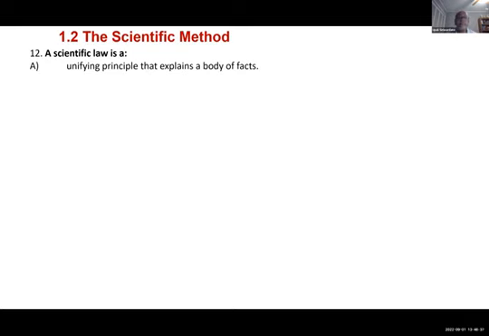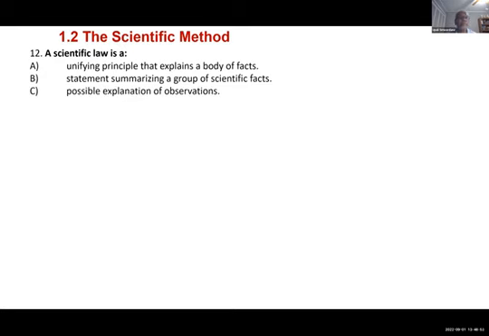This is about scientific method. Scientific method is a unifying principle that explains a body of facts. Statement summarizing a group of scientific facts. Possible explanation of observation.